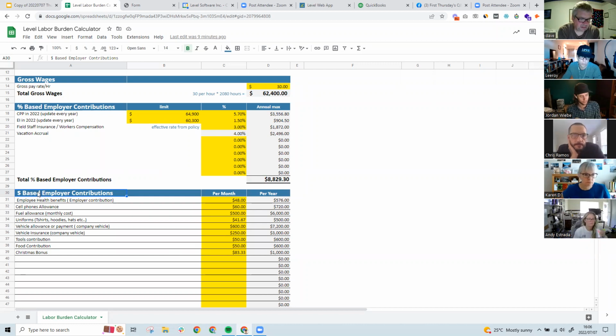But the most important thing here is it's on a per employee basis. It's not your aggregate to all of them. We're just looking at one employee going, okay, if I had to hire this employee, what are the things that they need?